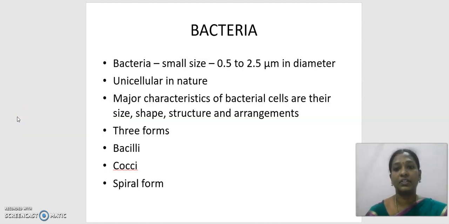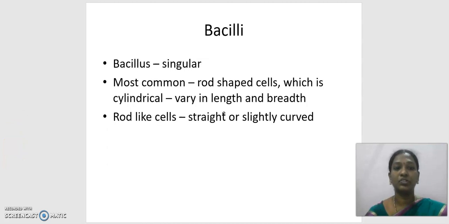And the characteristics: there may be different types of bacteria which may be characterized by their size, shape, structure, and arrangements. And usually there are three forms. What are they? They are called bacilli, cocci, and spiral form. So what is bacilli? Bacilli is a plural word, and bacillus is the singular form. Most commonly these bacillus species are rod shaped, that is, they will be in a cylindrical shape, which can vary in their length and breadth.